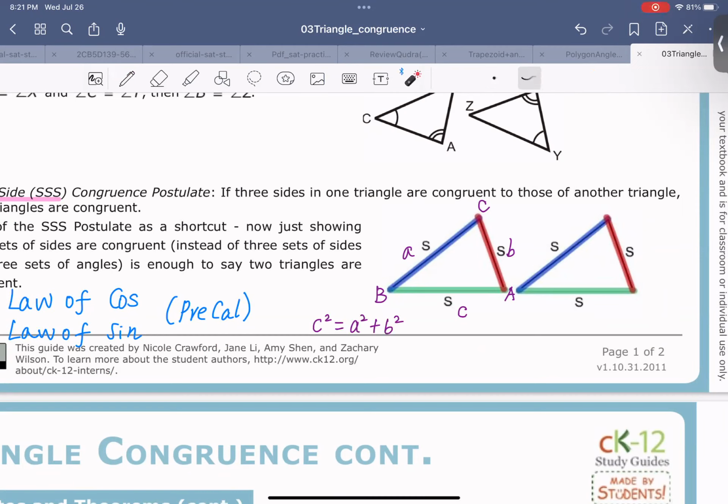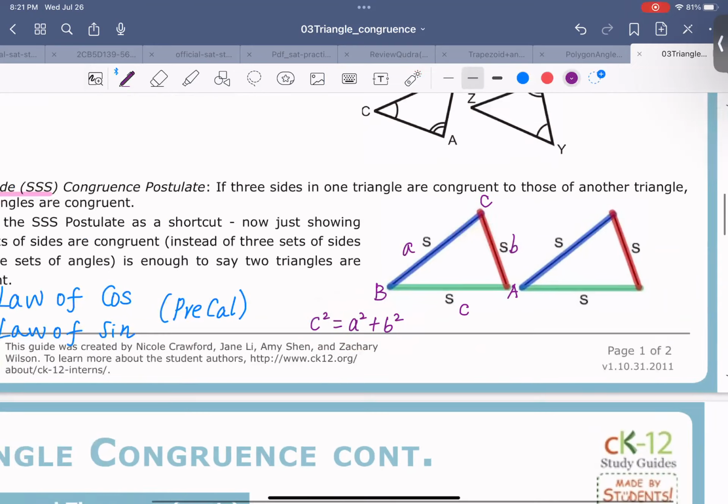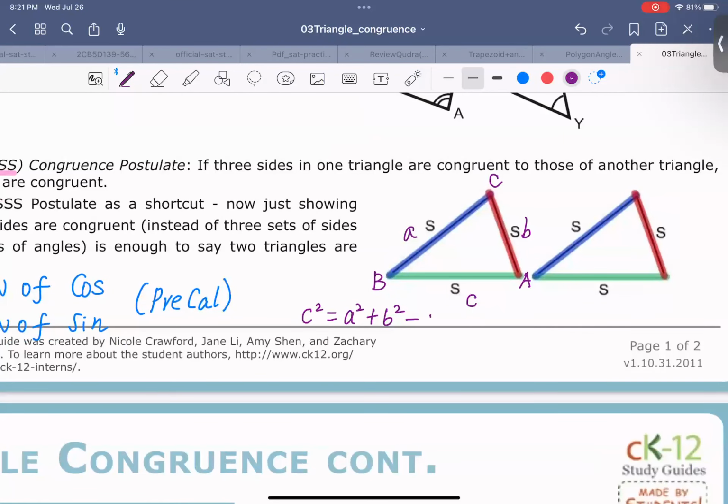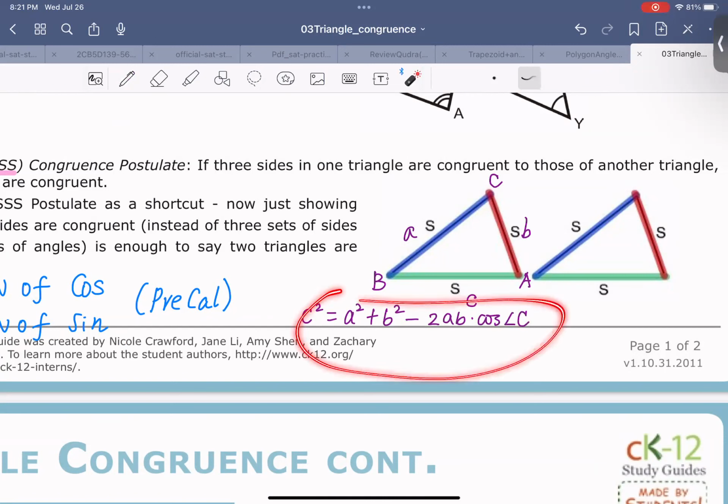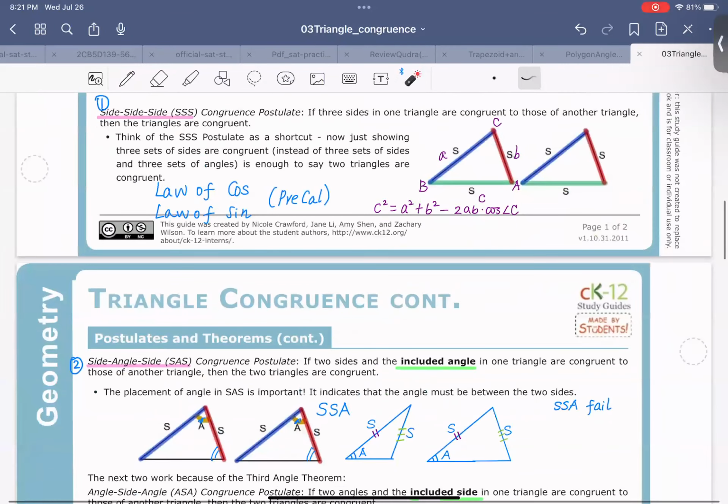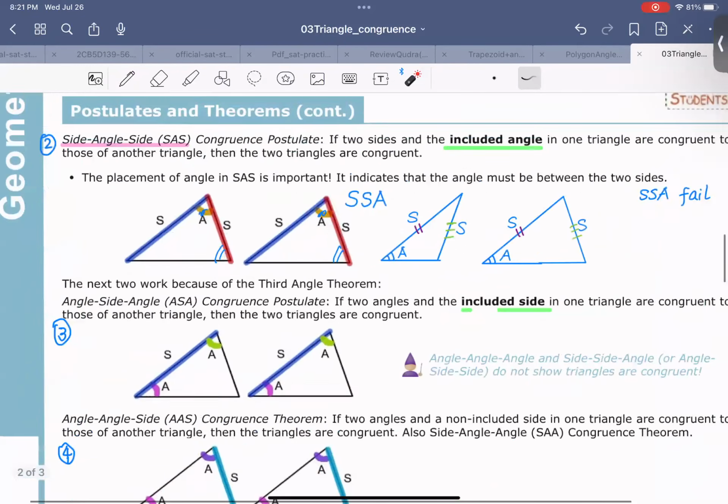You will see, if this is 90 degrees, this is the Pythagorean theorem. But this angle does not always have to be 90 degrees. If it's not 90 degrees, you subtract 2ab times cosine of angle C. This is called the law of cosines. If you have your side A, side B, side C fixed, the angle here will be fixed. In the future, we will learn about this. This is the first postulate, called SSS.